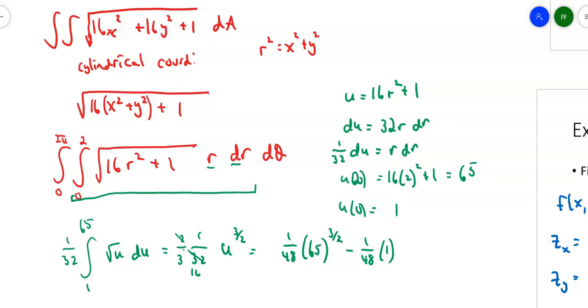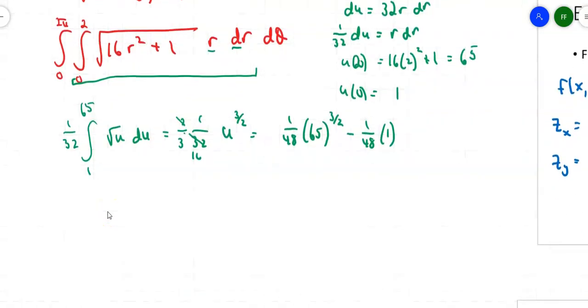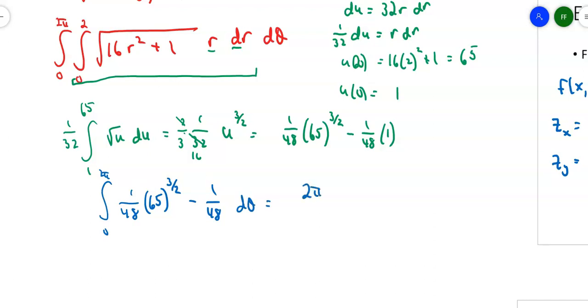Now, I've got to take this and integrate it from 0 to 2 pi. But you realize that that part's the easy part, because once I have 1/48 of 65 to the 3 halves minus 1/48, if I integrate this from 0 to 2 pi with respect to theta, all I'm doing is multiplying that by 2 pi. So I get 2 pi times 65 to the 3 halves minus 1 all over 48.